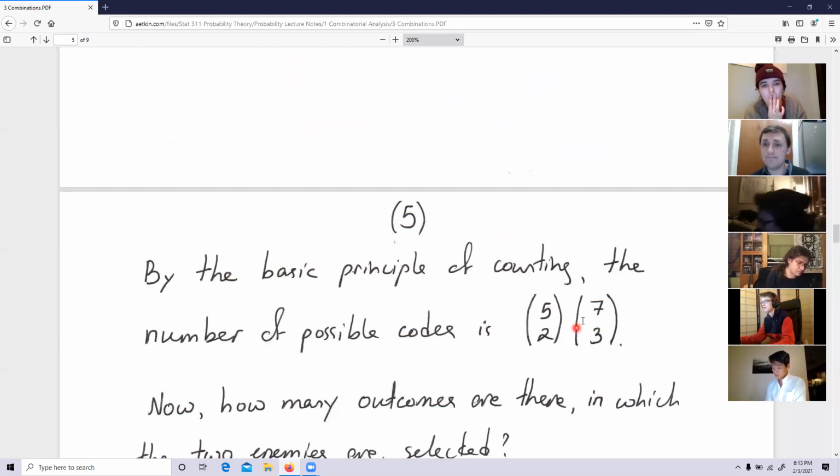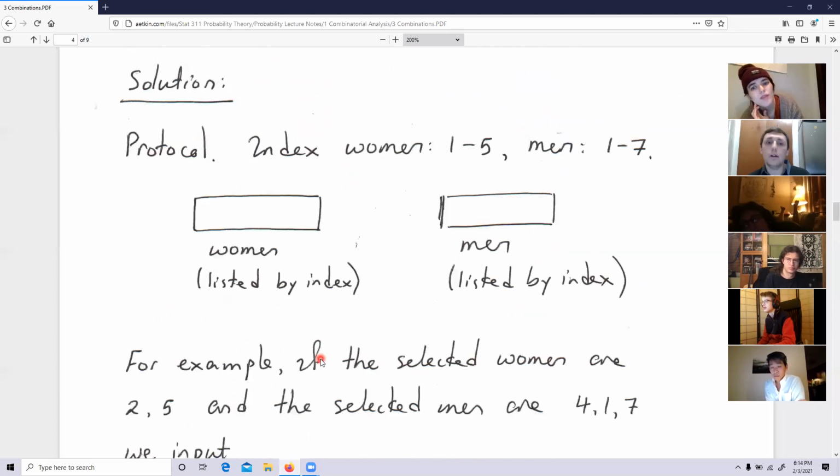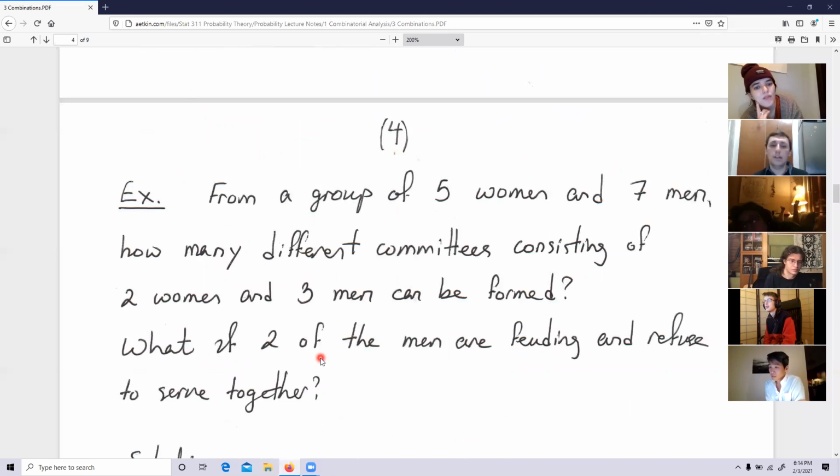Yes? You all see why. It's because once I know how to calculate the procedure for how many codes are possible in here, I just need to do the same here and then I just multiply them. Now, how many ways are there to do so if 2 of the men will not serve together? So there are 2 people that are men that will not be together.